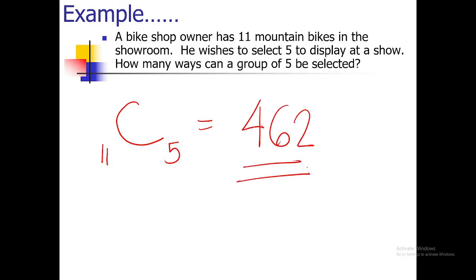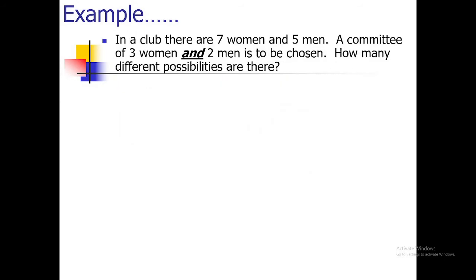Okay? Let's have another problem. In a club, there are 7 women and 5 men. A committee of 3 women and 2 men are to be chosen. How many different possibilities are there? So take note, dapat ang committee na ay 3 women and na ay 2 men. Now, my question is, pila ka buk babay tanan in the club? How many women are there in the club?